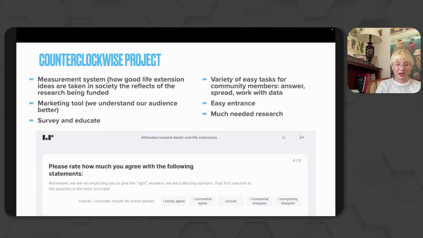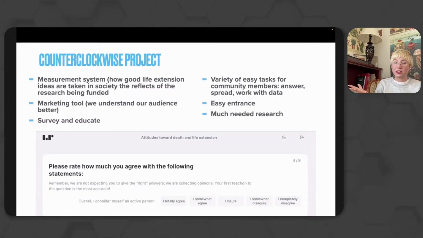This is the easiest task to give. Just fill in the questionnaire or spread the word about the questionnaire. Let's send a link to your friends and all. And mathematicians and people who tend to work with data can also help with working with data afterwards. It's an easy entrance to the field.